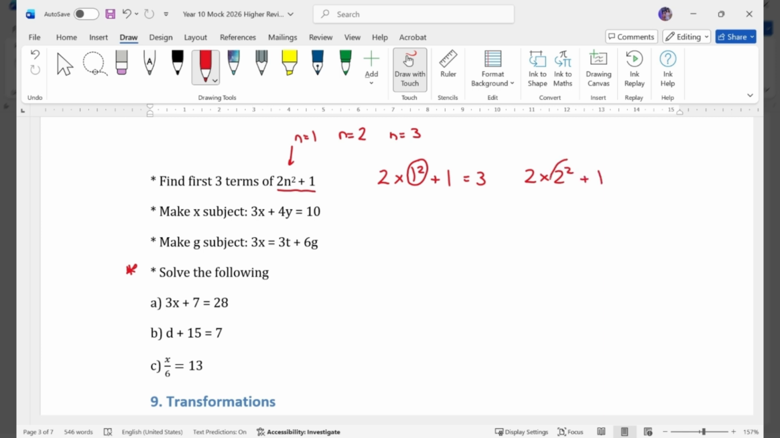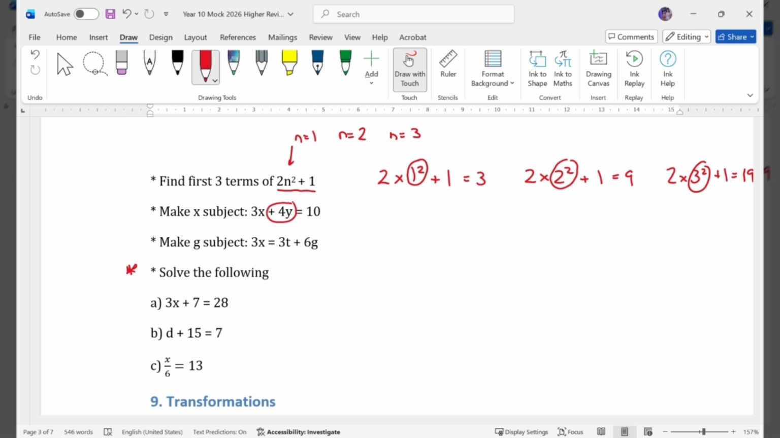The second term, 2 times 2 squared plus 1. Do that first. 4. 2 times 4 is 8. Add 1 is 9. And then 2 times 3 squared. Work that out first and add 1. 2 times 9 is 18. Add 1 is 19.